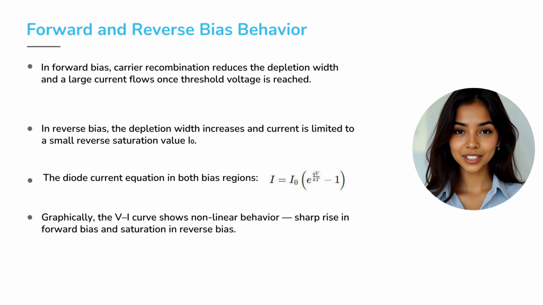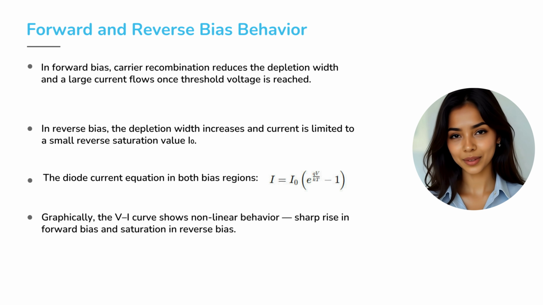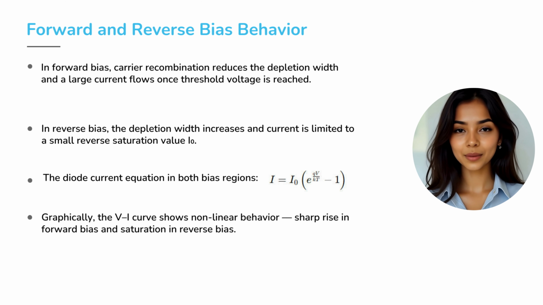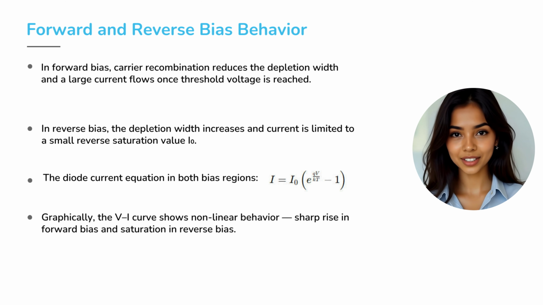Let's now look at how the diode behaves when we actually apply voltage. Imagine a roller coaster that only works properly when you push the car forward, not backwards. That's like a diode's VI characteristics. In forward bias, we apply a voltage that reduces the built-in barrier. The result? The depletion layer narrows, carrier recombination occurs like a reunion party, and boom, a large current starts to flow once a threshold voltage is crossed.